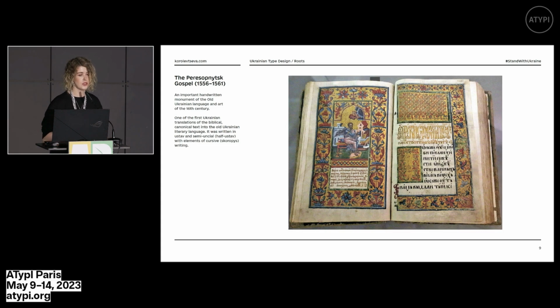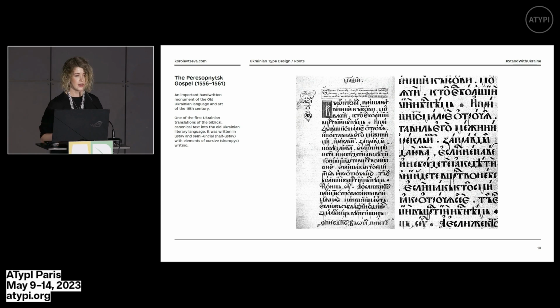The second important point is a monument of the old Ukrainian language and art of the 16th century, Peresopnytsia Gospel from 1556-61, and it's one of the first translations of the biblical canonical text into old Ukrainian literary language. So you can see how deep our roots are, and I want you to learn about it. It was written in Ustav and half Ustav, half Uncial, with elements of cursive writing.